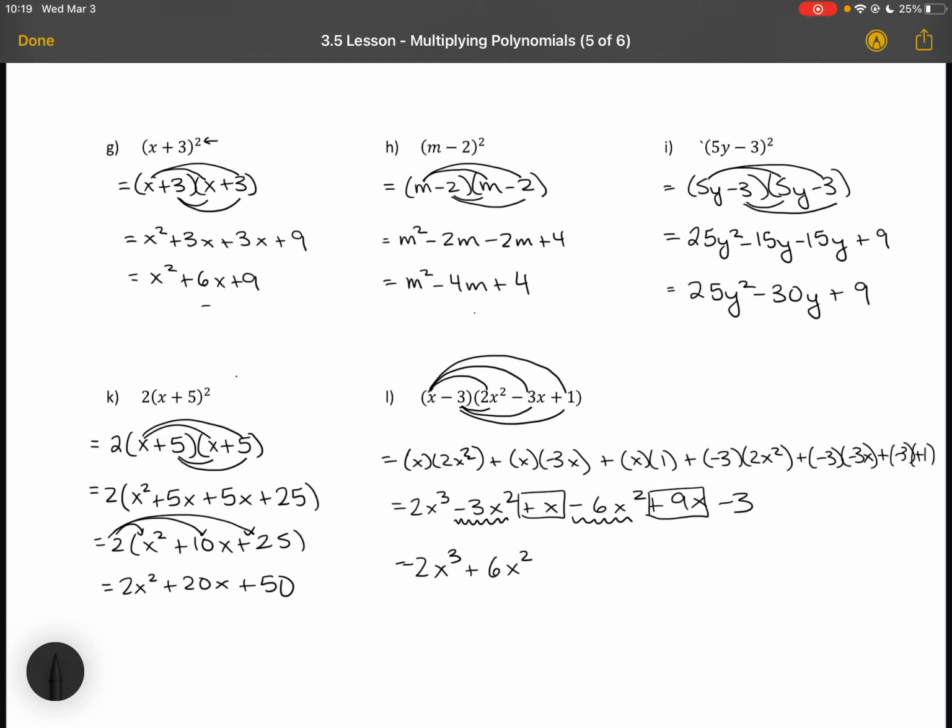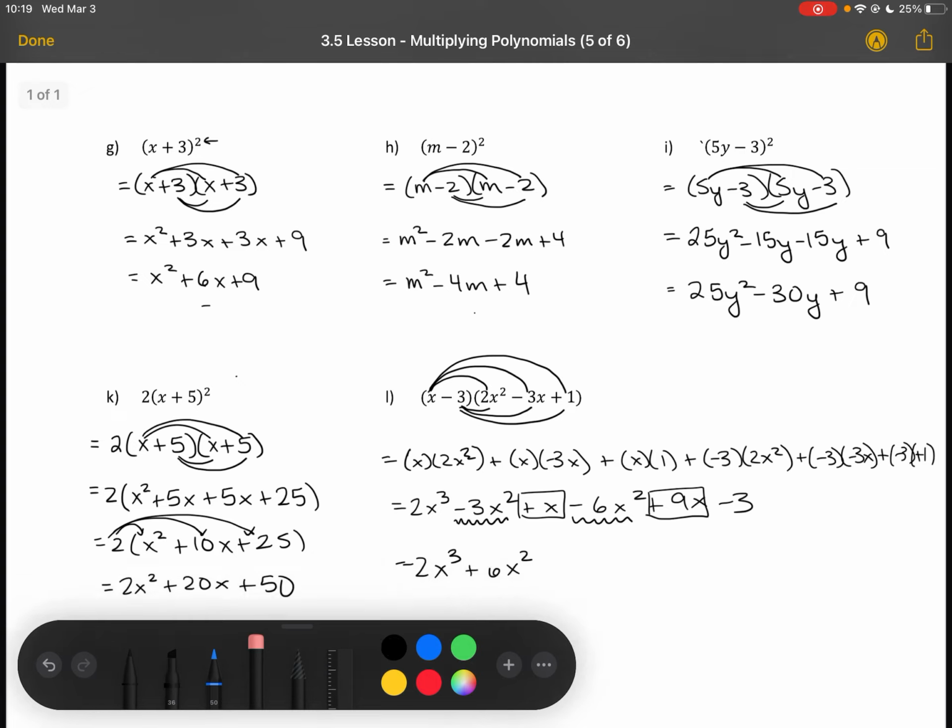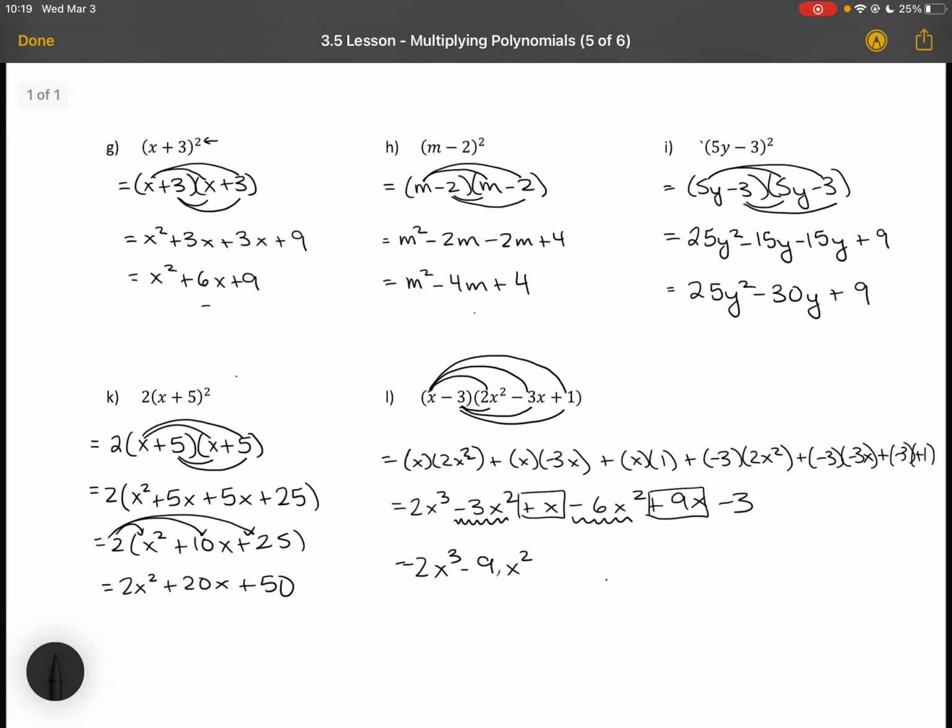6x squared next. Oh, that's not true. I have minus 9x squared. And then I have 10x minus 3 as my final answer. Those are some examples of multiplying binomials together, an extension of the distributive property.